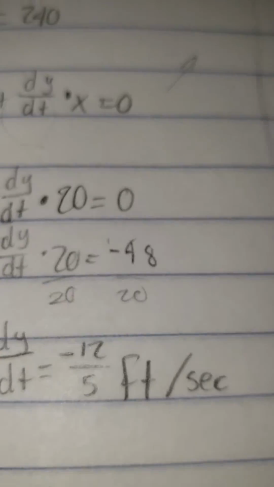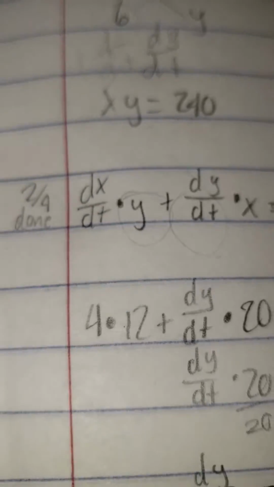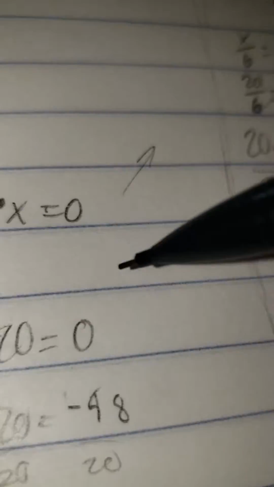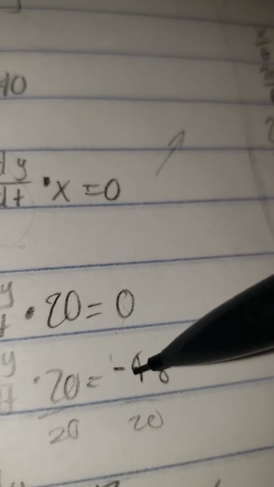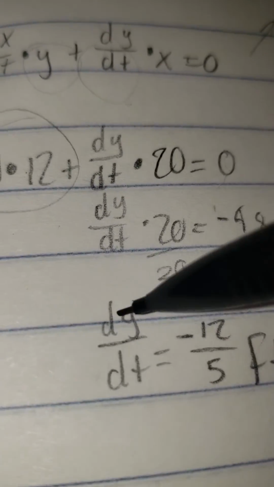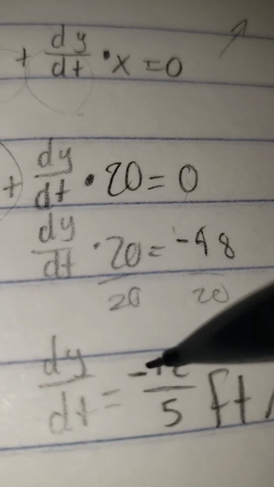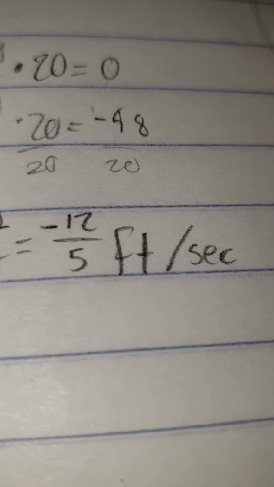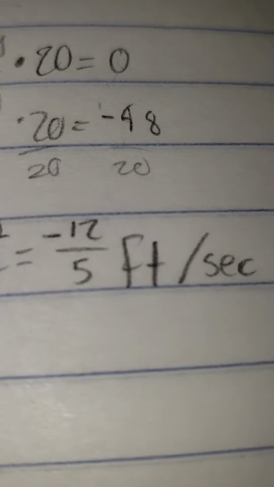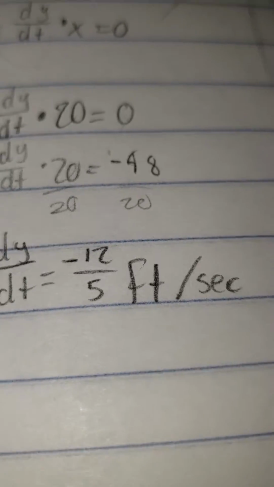So you want to move the value of this part over here, which ends up being a negative 48. Divide both sides by 20. We end up with dy over dt is equal to negative 12 over 5 feet per second. And you're going to want to actually state that. You actually have to write this down.